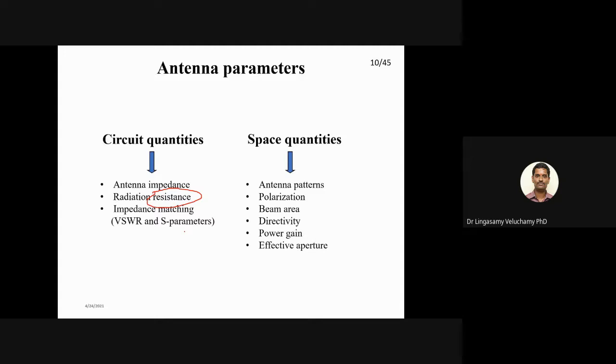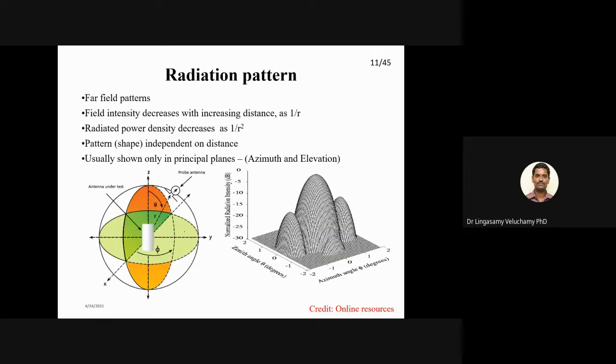So we are not going to discuss all these parameters. We are going to discuss key parameters. Okay, that is radiation pattern. So radiation pattern is nothing but the power distribution. That's all. It is a pictorial representation of the power distribution that is excited or radiated by the antenna.